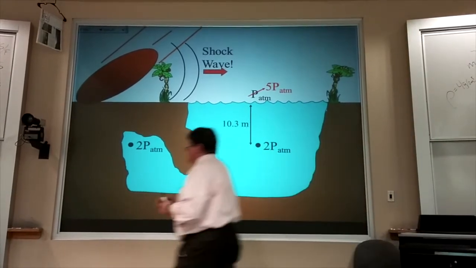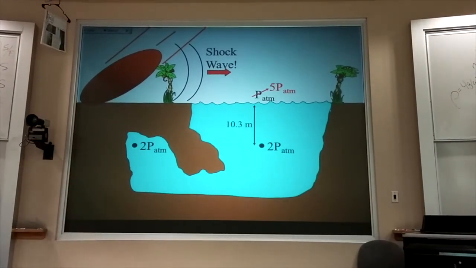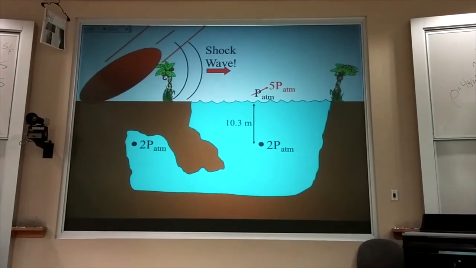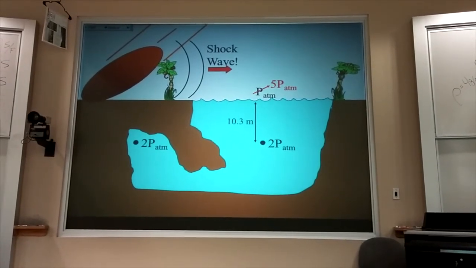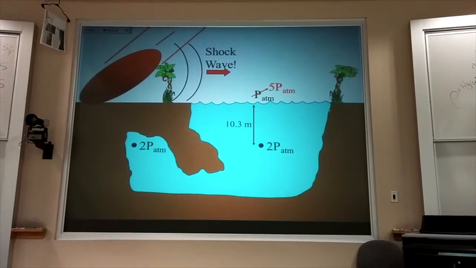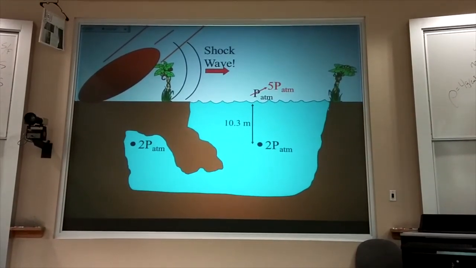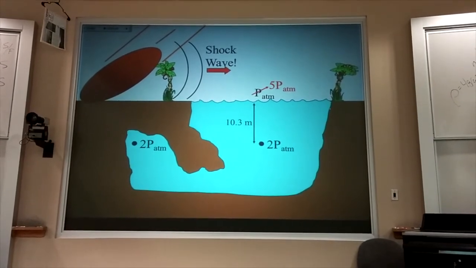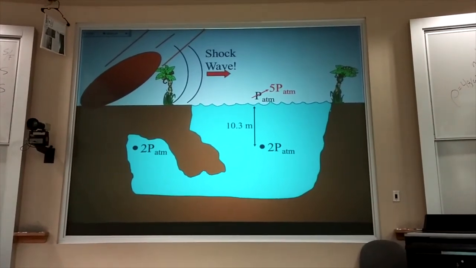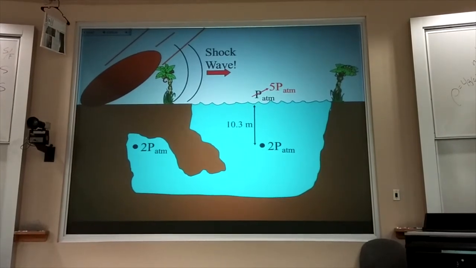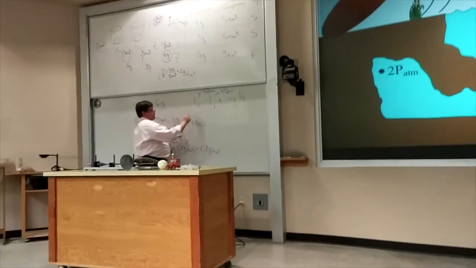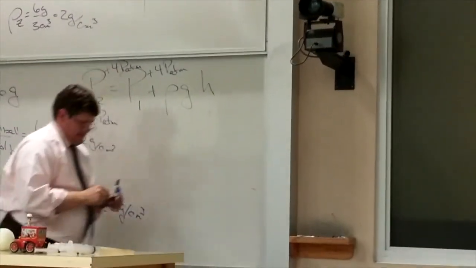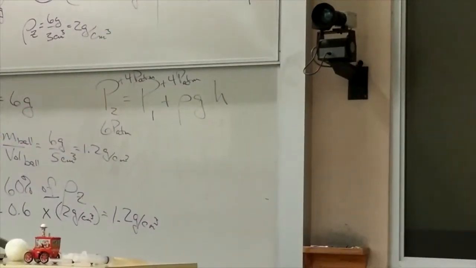And that's because I'm adding 4 atmospheres to the right-hand side of this equation. The density of the water doesn't change. You're on the same planet. The depth stays the same. Whatever I do to the right-hand side of the equal sign, I got to do to the left-hand side. And so this has to go from 5 to 6.